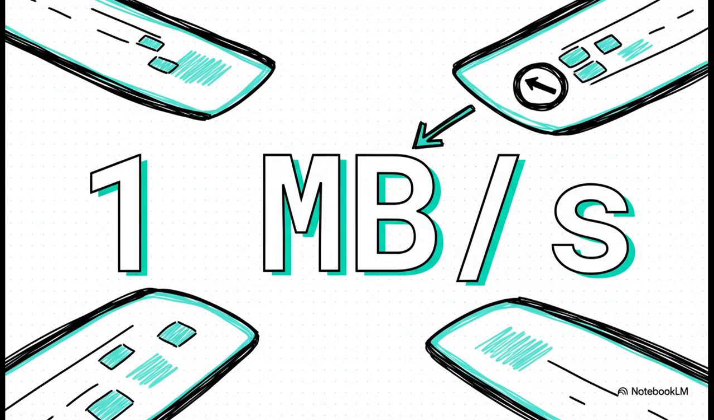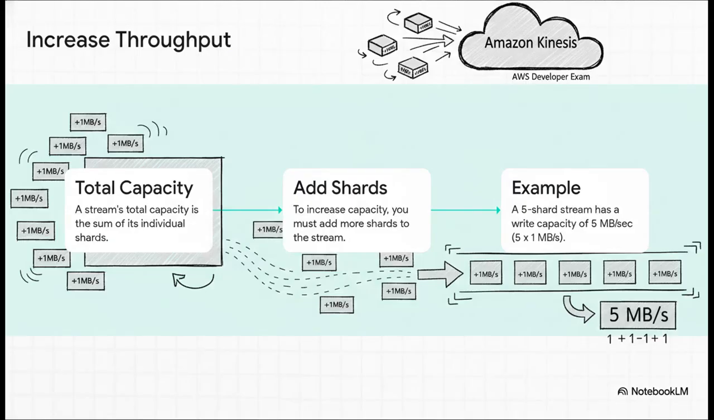All right, here's a number you absolutely have to burn into your memory for the exam. Every single shard, every lane on our highway has a strict speed limit. For writing data in, that limit is 1 megabyte per second or 1,000 records per second, whichever you hit first. That is a hard and fast rule for each shard. So, if an exam question asks how you get more write capacity, the answer is always the same. You add more shards.